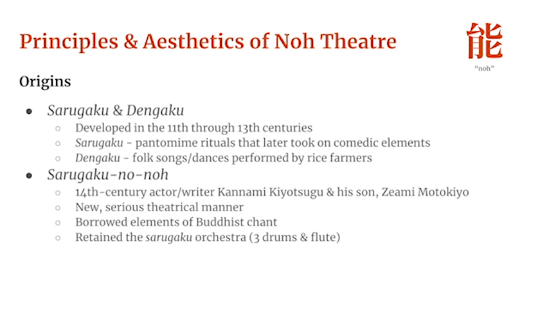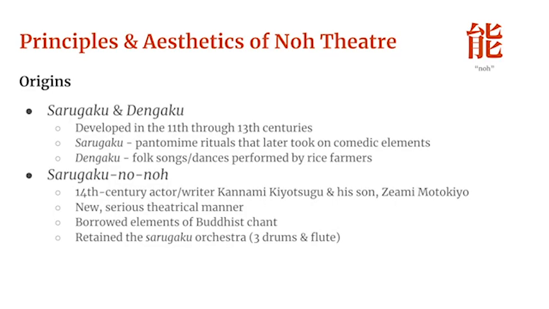So now let's talk about Noh theater. Noh theater began out of sort of folk traditions that were later combined into a modern form. So the 2 types of folk theater that were combined into Noh theater were sarugaku and dengaku. So sarugaku began as a style of folk theater that mainly took the form of ritual plays, sort of pantomime rituals performed by workers at a temple, kind of for fun and for entertainment of the people that would come to visit them on a particular holiday or something.